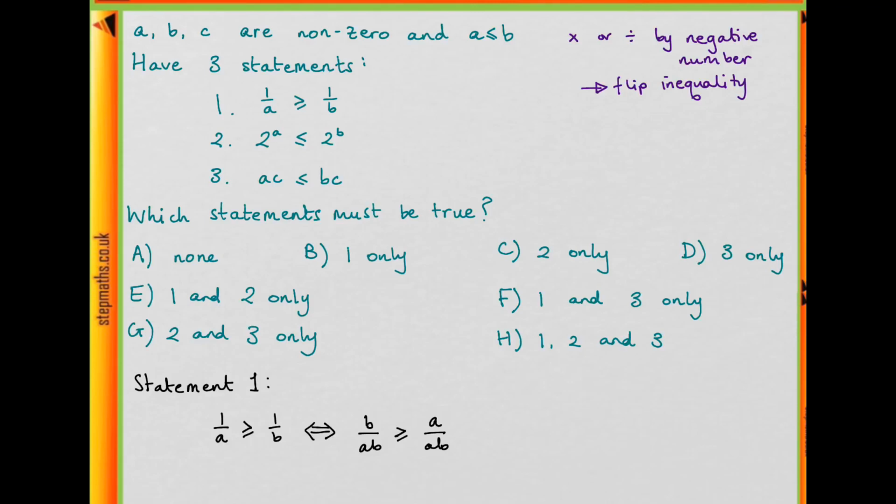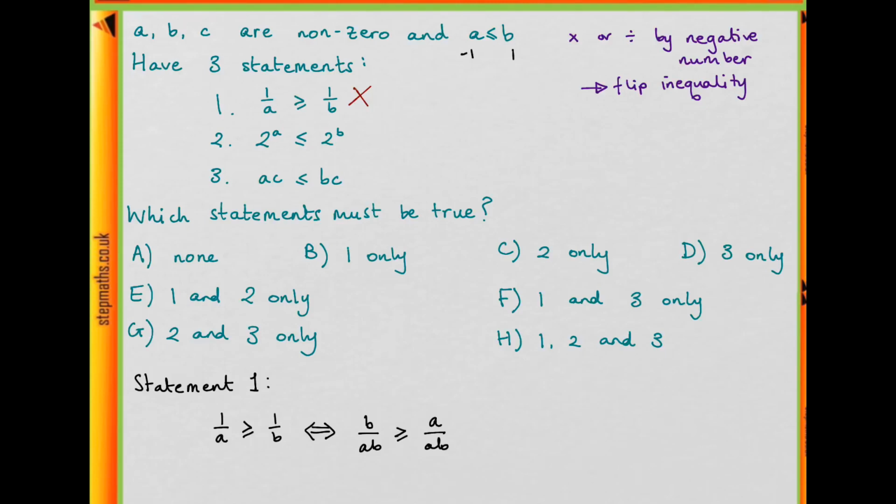But there's nothing to tell us that AB isn't negative. A and B would just have to be of different signs. So you could have A, say, being -1 and B being 1. And then when you multiply those together, you get -1. So we could totally be dividing through by a negative number here, and then we would need to flip the inequality and this wouldn't hold. So this first statement doesn't have to be true. So I'm going to put a cross next to it, just so I remember it doesn't have to be true.